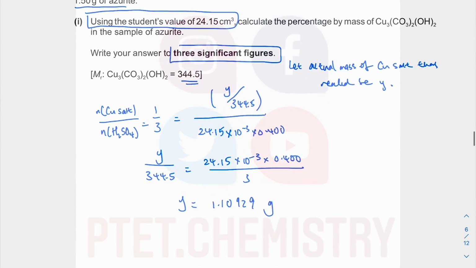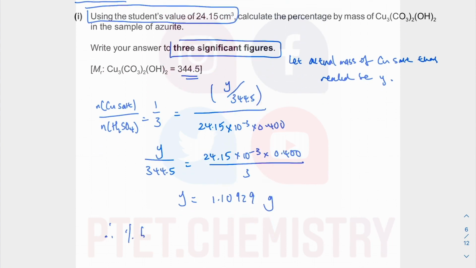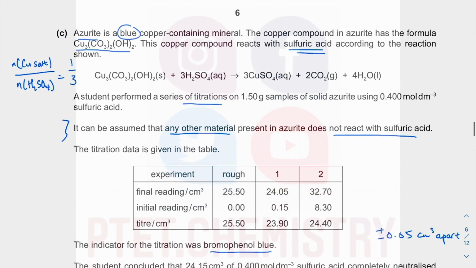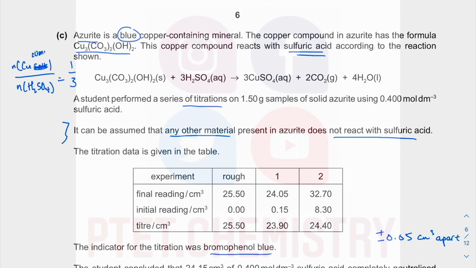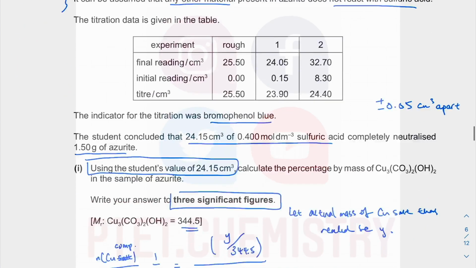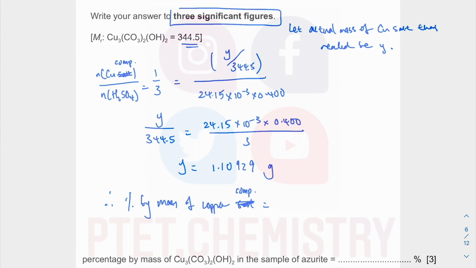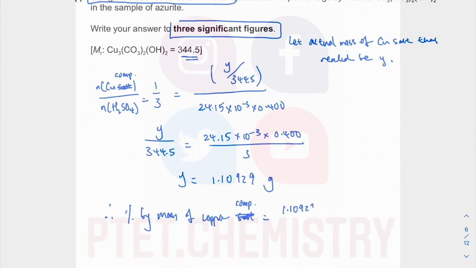So therefore the percentage by mass of the copper salt, well, it's not exactly a copper salt, right? It's not exactly a copper salt, it's a copper compound, because salt would mean like you formed the sulfate already. So maybe I just go back and change the thing to copper compound, because salt is something like this, but this is not exactly a salt, it's still a carbonate and a hydroxide. So I just change it to compound, and we will get 1.10929 gram.